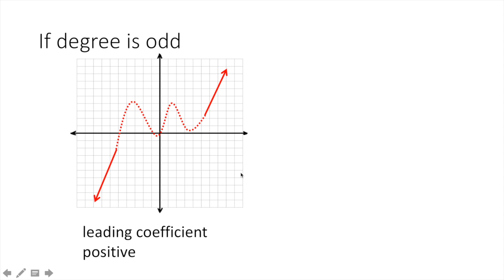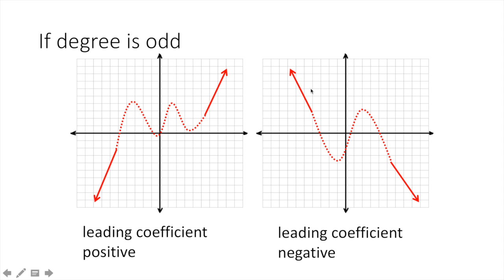All right, so now let's look at what happens if the degree is odd. So this is x to the third, x to the seventh, x to the 21st. It doesn't matter, just as long as it's odd. And again, all of this middle part here changes depending on what the actual equation is, but that's unimportant. We're looking at the end behaviors here, the parts that are in solid red. All right, and now if the leading coefficient is negative, though, it goes in the opposite direction.